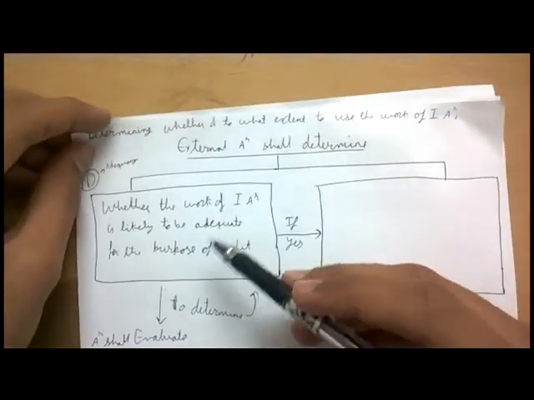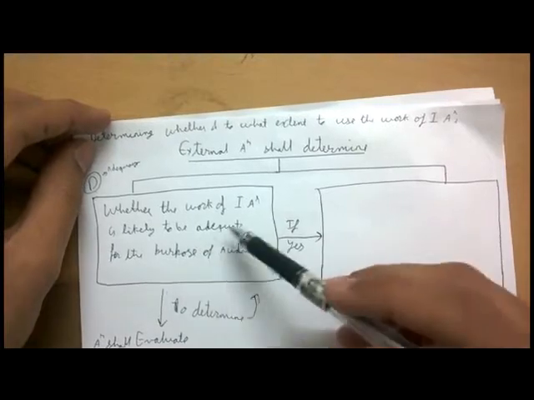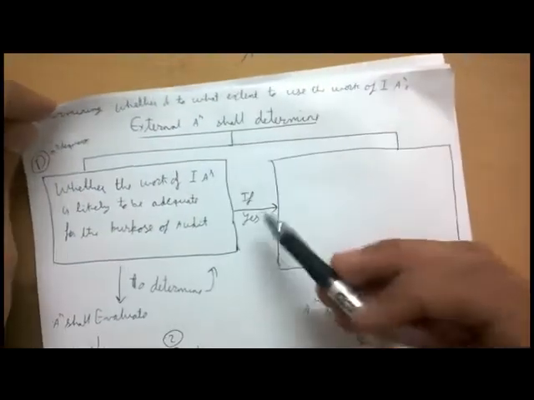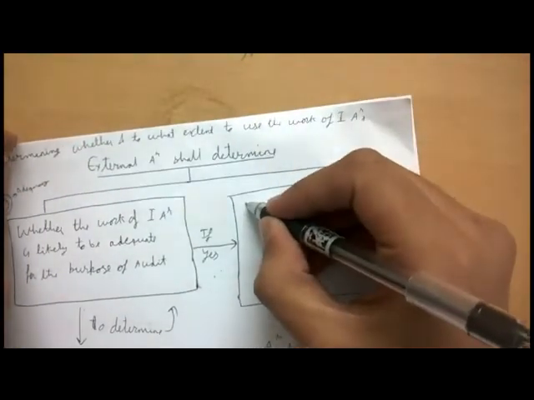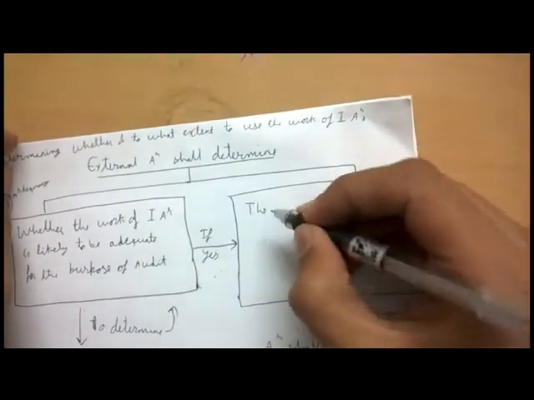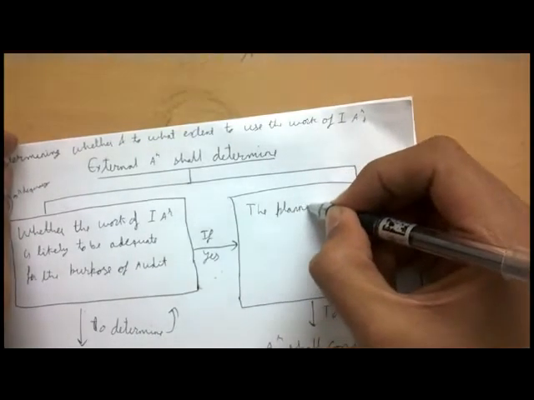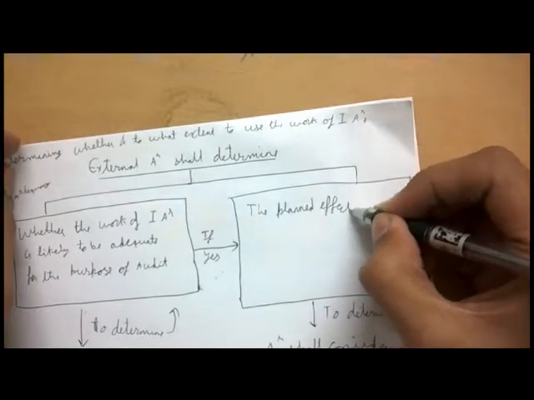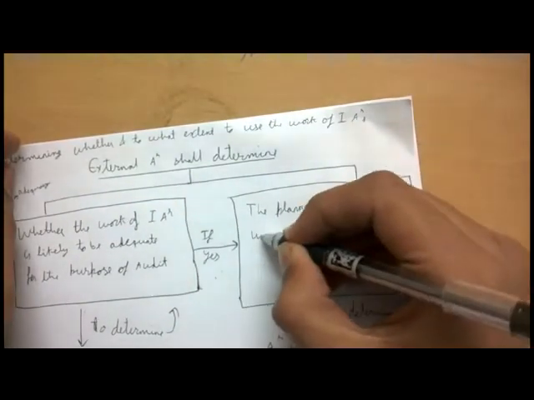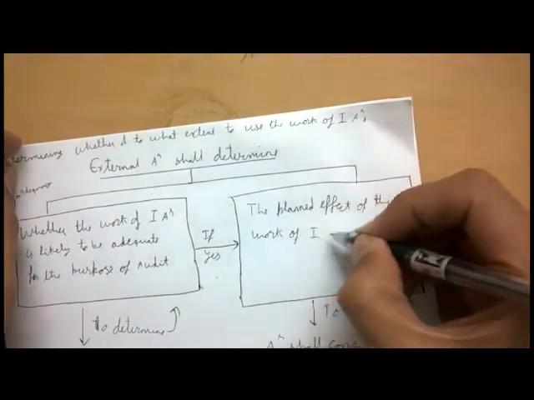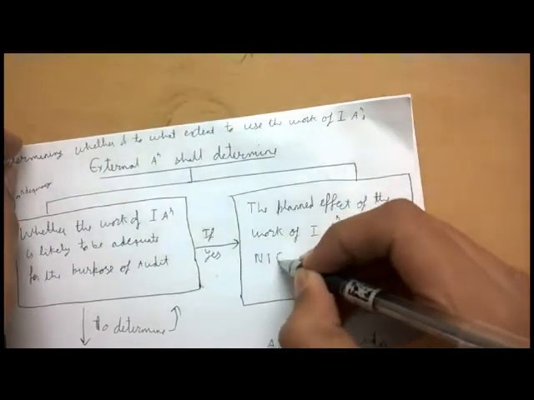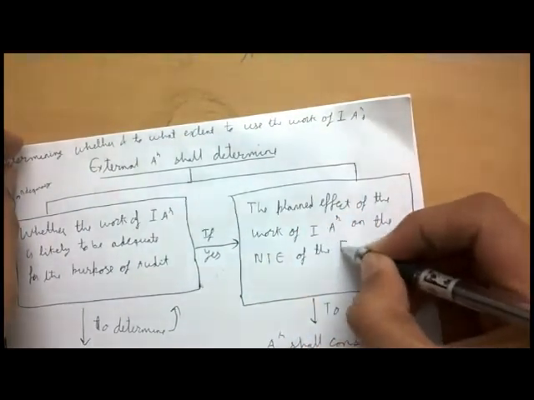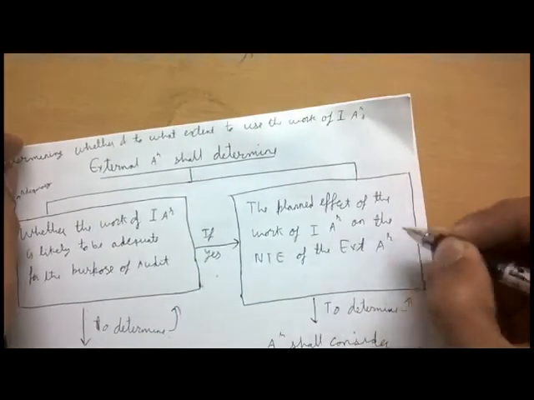So first thing, if the auditor determines that the work of the internal auditor is going to be adequate for the purpose of audit, that is, if the answer is yes, that it is going to be relevant, then he has to determine the planned effect of the work of the internal auditor on the nature, timing and extent of the external auditor procedures.